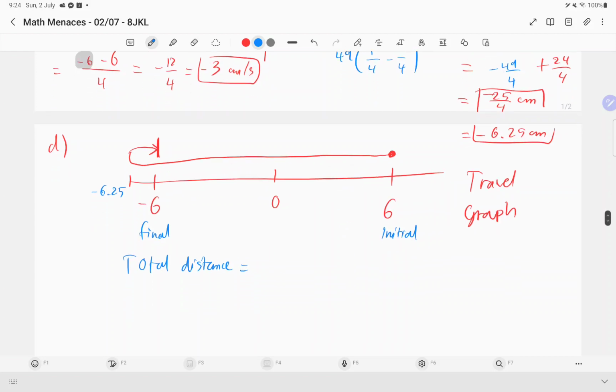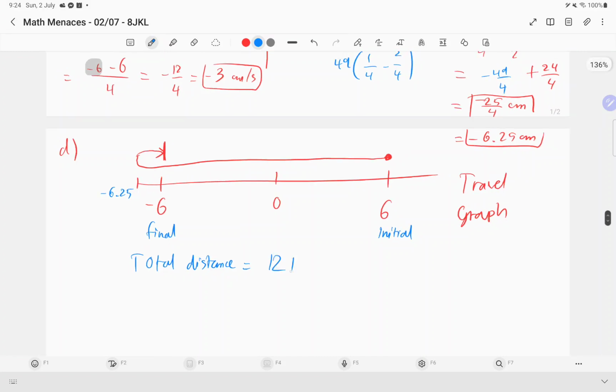Close. Not 2.5. It's too much. Oh, 0.25. Yeah, I said that. Because you don't do the signs. 12 is this, 0.25 is this, but it turned around. So you're gonna add that another time. So that'll be plus another 0.25, which is then 12.5 centimeters.